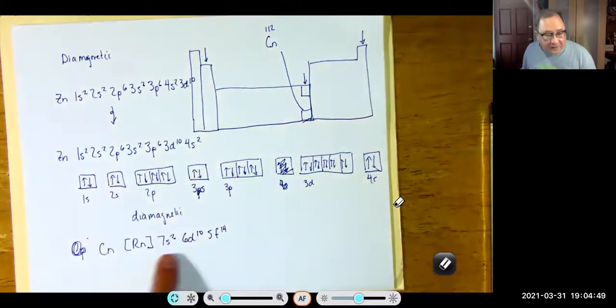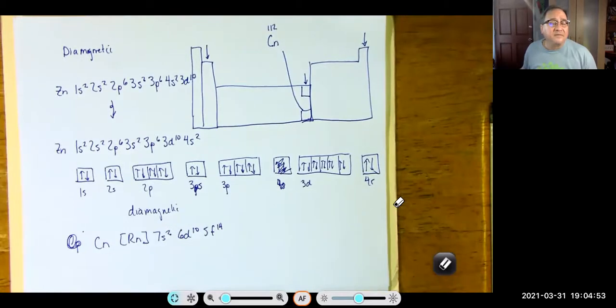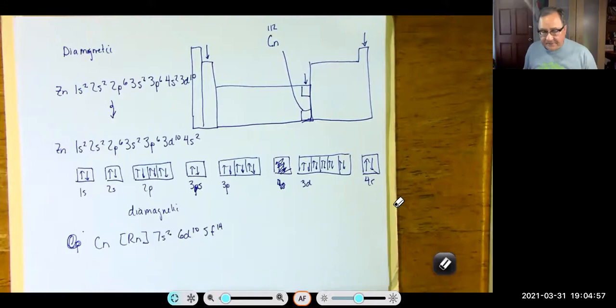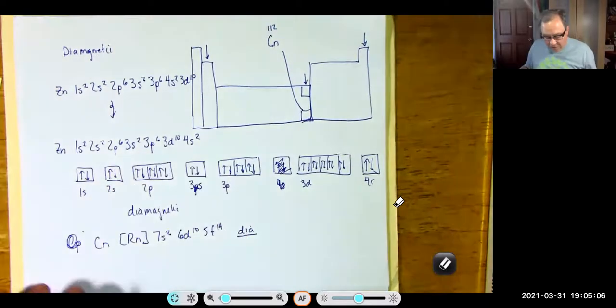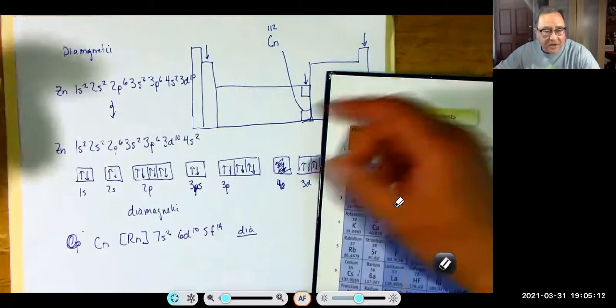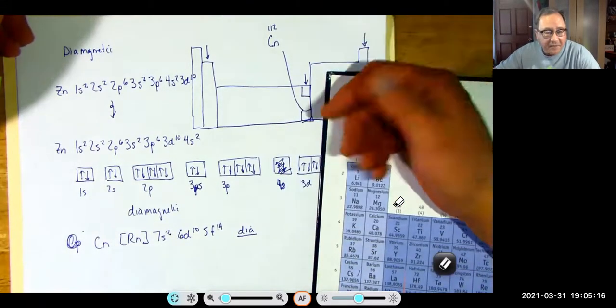Are all of these subshells full? Yes. Okay, so what does that mean about all their electrons? They're paired. So what does that mean about their magnetism? Diamagnetic. So the ones that are paramagnetic are really easy to pick out. All you do is look at the electron configuration. If the subshell isn't full, you have to have an unpaired one.